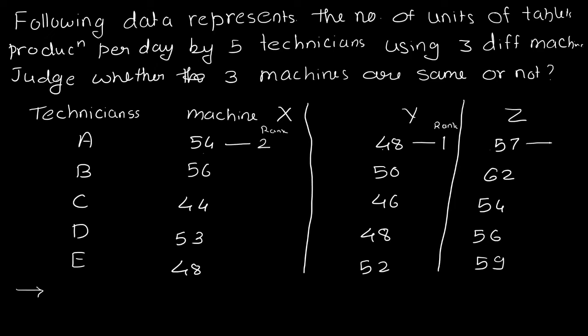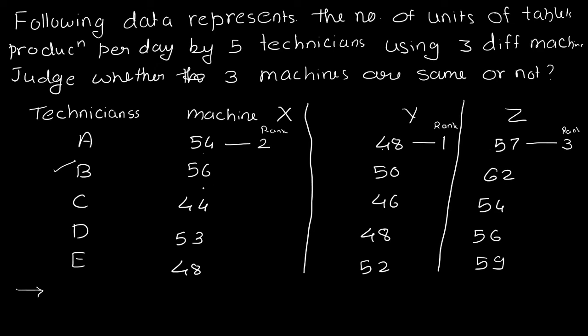And after that the highest one is the 57. So I will allot the rank 3 to it. Okay. So this was allotted the ranks in pairs. Now let's move to the technician B.